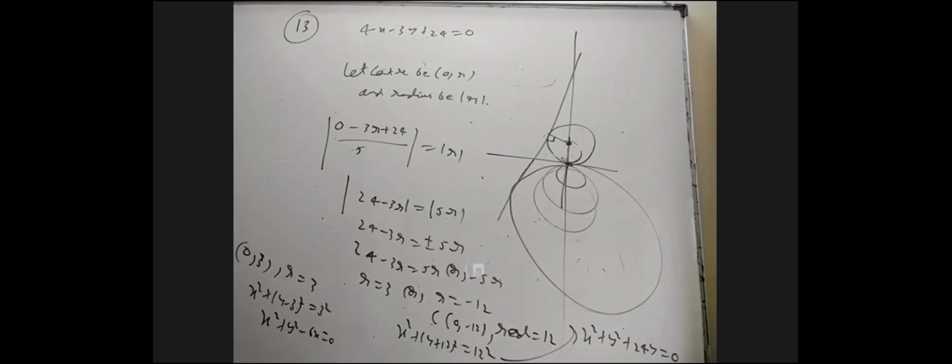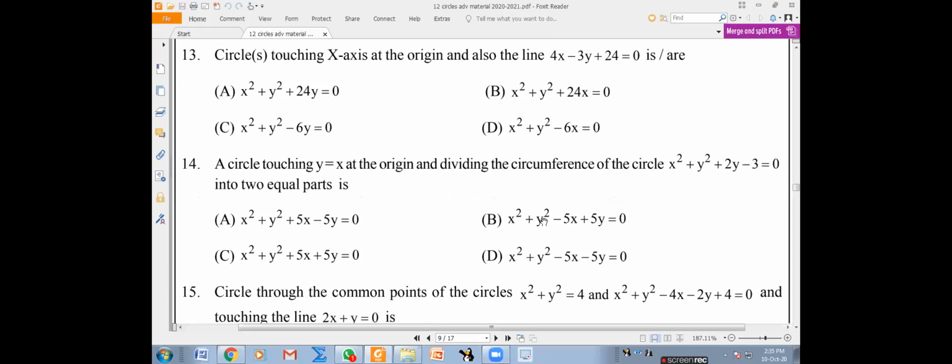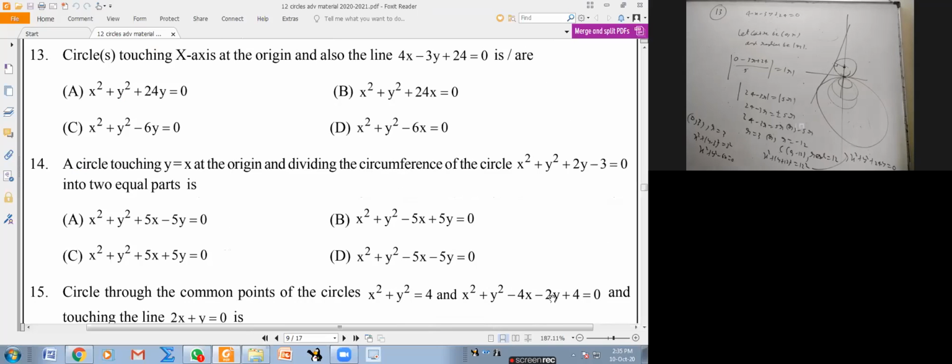Just for a line to touch a circle, from the center the perpendicular is the radius, that's all, nothing much. Sir, in the first solution, it's not minus 6x, it is minus 6y. Okay, thank you. The equation is x square plus y square minus 6y equal to 0.